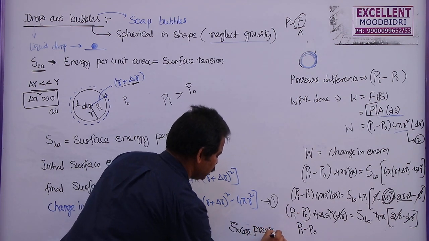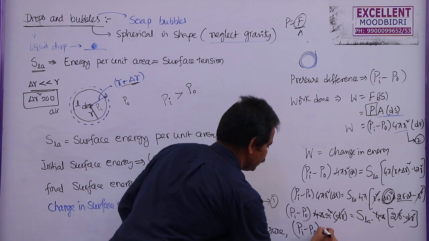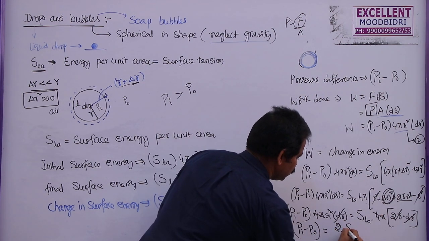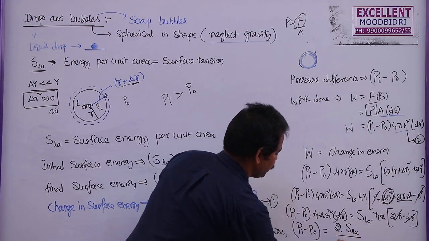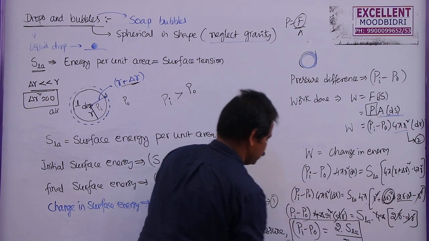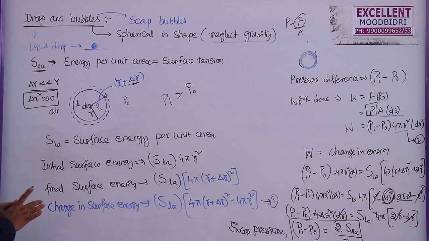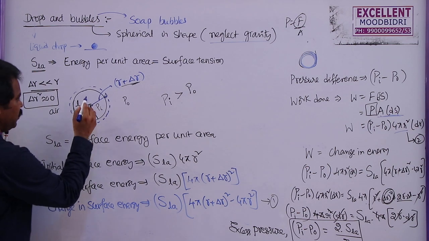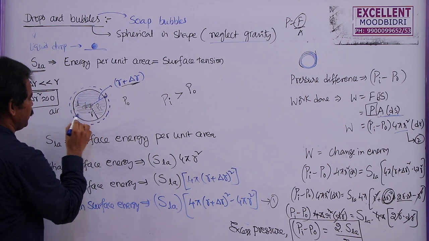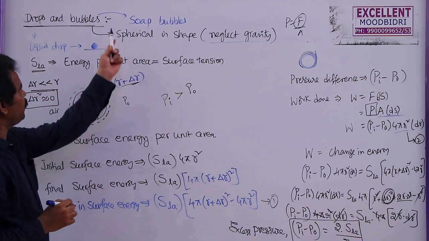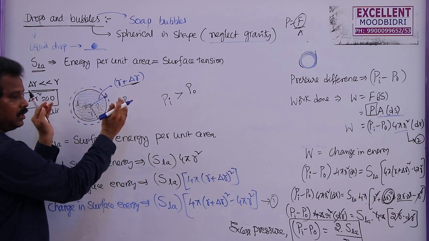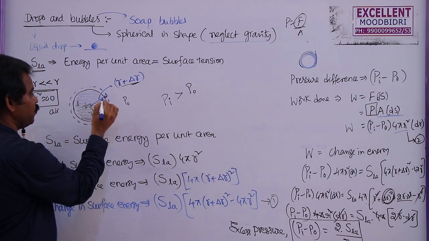Excess pressure P minus P naught is equal to 2 into surface tension S by R. So this is the formula to find the excess pressure inside a drop. For a drop, the surface is completely filled with liquid. But in case of a bubble, what happens? There will be two surfaces, both surfaces are increasing. That's why we have to take both surfaces.